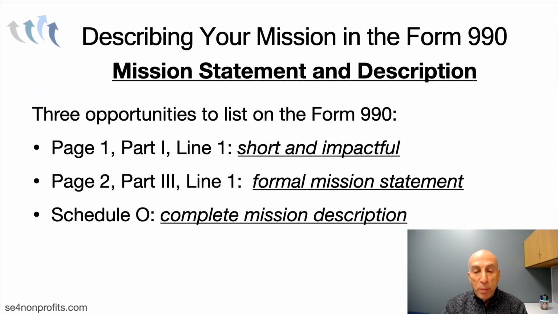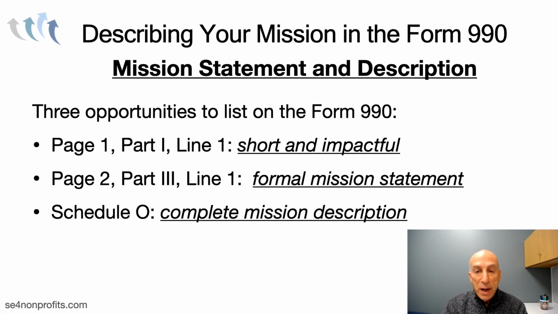Mission statements will show up in 3 places on Form 990. You need to be aware about those up front. Page 1, the shortest piece, and I like to think of this as being short and impactful. On page 2 is where we're going to be listing our more formal mission statement. And then Schedule O, of course, we have unlimited space, but we want to think about how we message and what we list in the content.